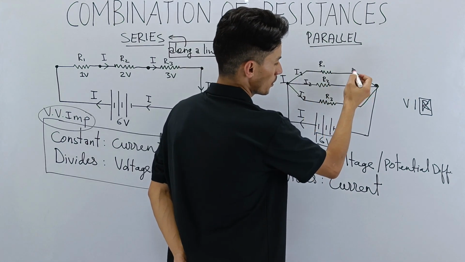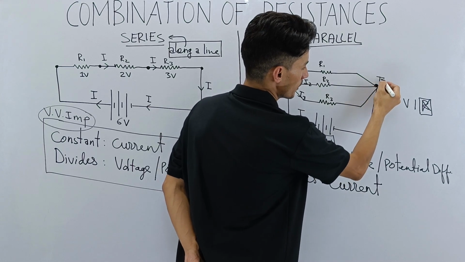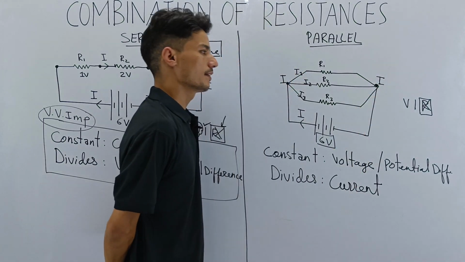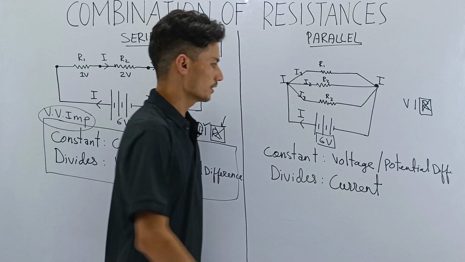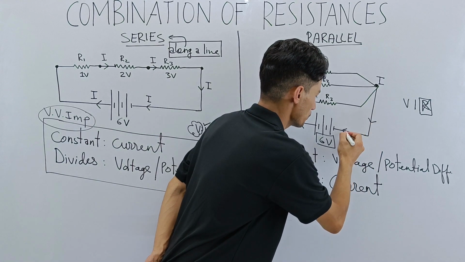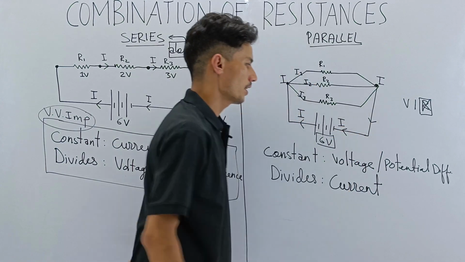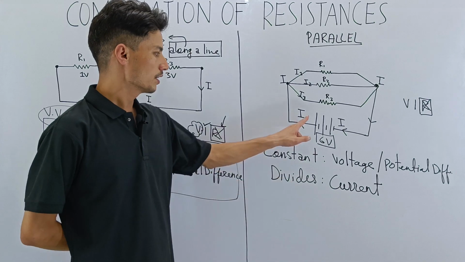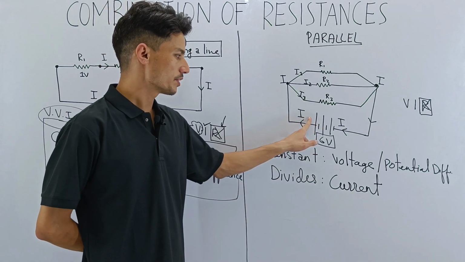And all of them will come and then they will meet again here, and then they'll get back and become I again, the total current again. And then the same current will find its way to the battery again. Understood? Once again, current I comes out of the battery.